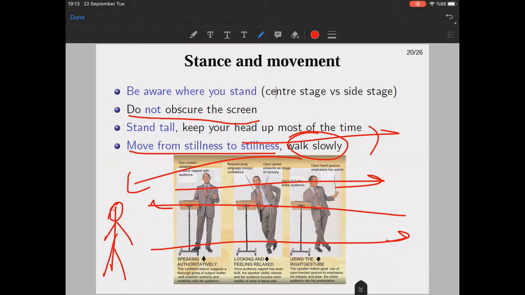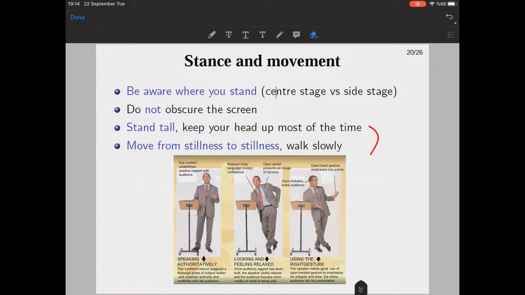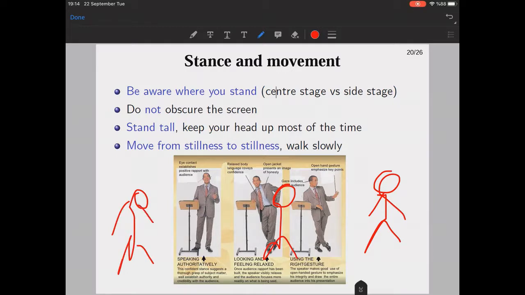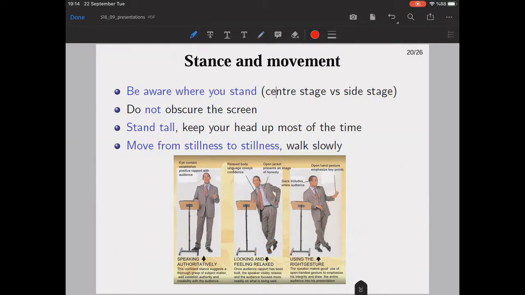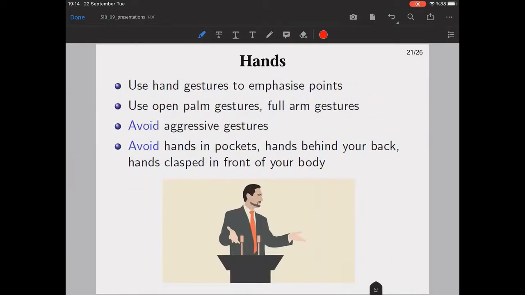Standing here all the time, it again would be boring and people may sleep. But just do it enough, like walk slowly and stand still at some point, then this point, then this point. It would make sense. For example, like 2 or 3 minutes here, then 5 minutes here, 3 minutes here, or something like this, maybe. And the hands.